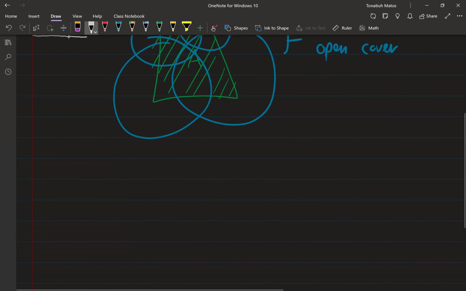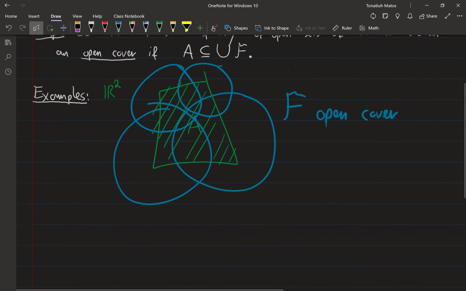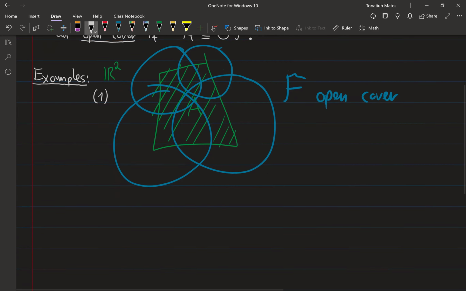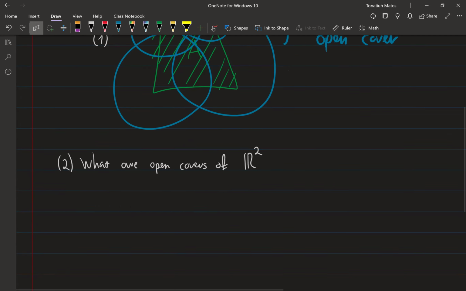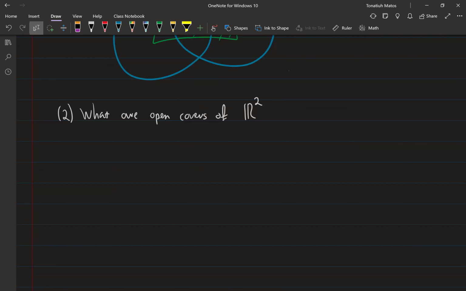Okay, so maybe let's write down a more concrete example. So this was example one, just a drawing. Example two, what are open covers? One example of a set is R2, right? R2 is an example of a subset of R2. What could be open covers of R2? How can you cover the entire plane? Can you cover the entire plane? There's many, many ways, but there's two that I have in mind.